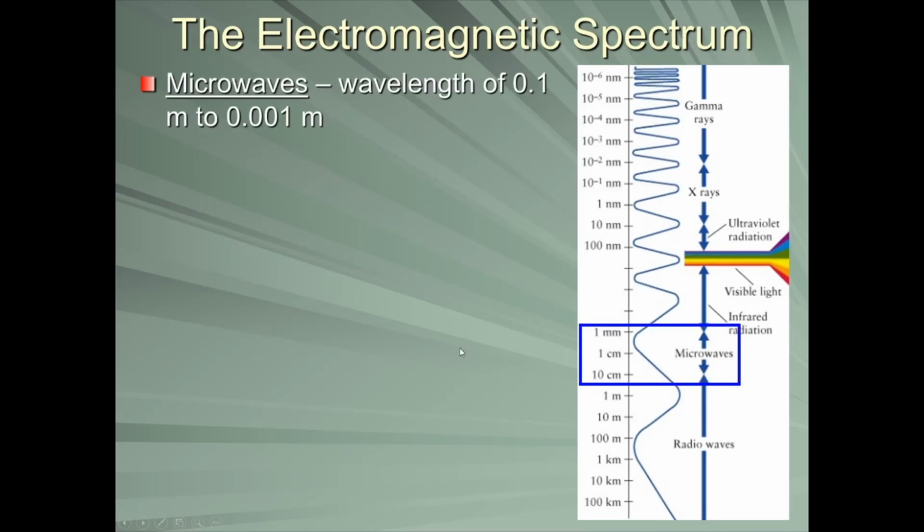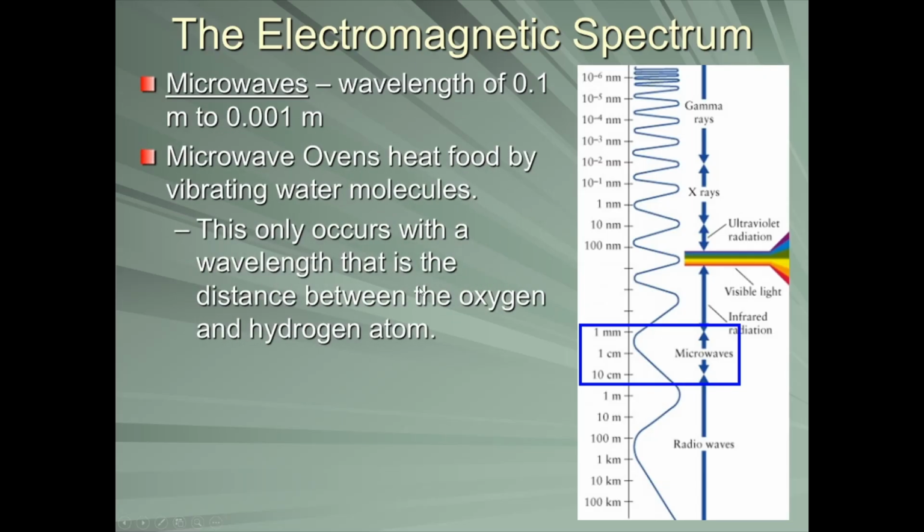Microwaves have a wavelength of 0.1 meters to 0.001 meters. So they can range from visible to really small. Microwave ovens heat food by vibrating water molecules, and this only occurs with a very specific wavelength that is the distance between oxygen and hydrogen atoms. So the way microwaves work, there's a specific wavelength that goes up and down, and that wavelength fits perfectly between the oxygen and the hydrogen atoms of a water molecule. And so what it causes the water molecule to do is shake back and forth.